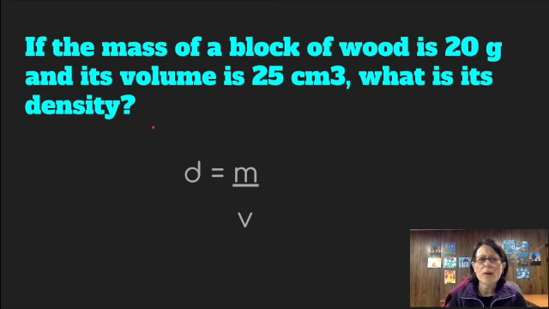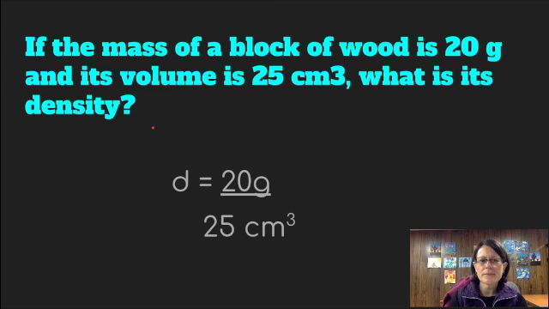And so the problem is, if the mass of a block of wood is 20 grams and its volume is 25 cubic centimeters, what is its density? So our equation, we always start with the equation. Always write down your equation. Okay, don't skip that step. So I wrote down my equation, D equals M divided by V. Then I substitute in my numbers. My mass number is 20 grams. And my volume number is 25 cubic centimeters. So 20 grams goes on the top, 25 cubic centimeters on the bottom.